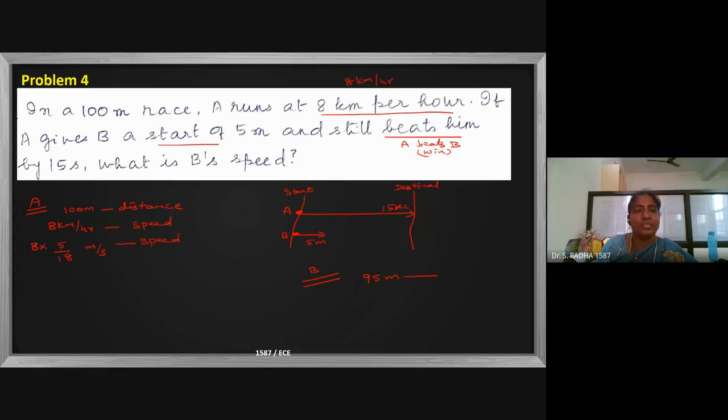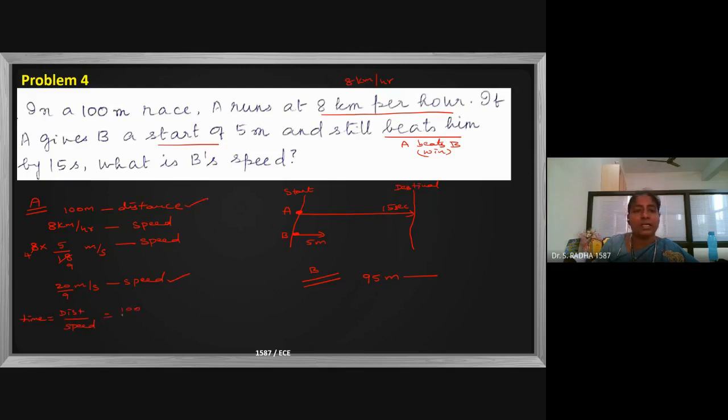If you simplify this, 4 2s are 8 and 4 9s are 36, this is nothing but 20 by 9 meter per second, the speed of A. Okay. And now we have the distance and we have the speed. How much time is he taking? Time is distance by speed.